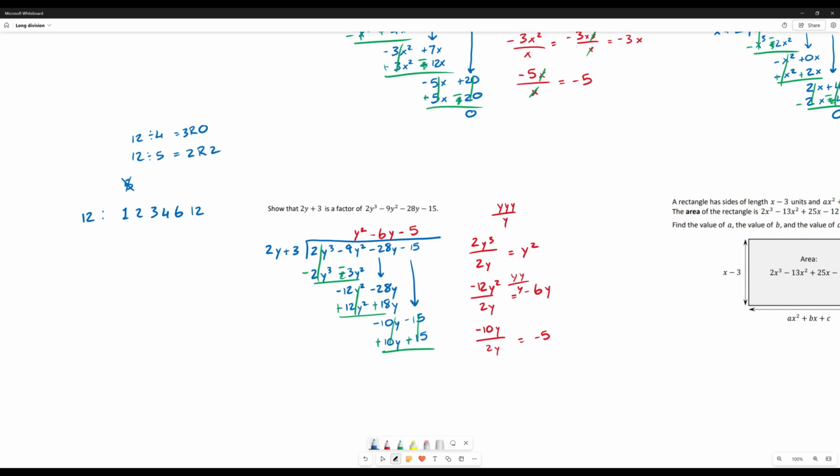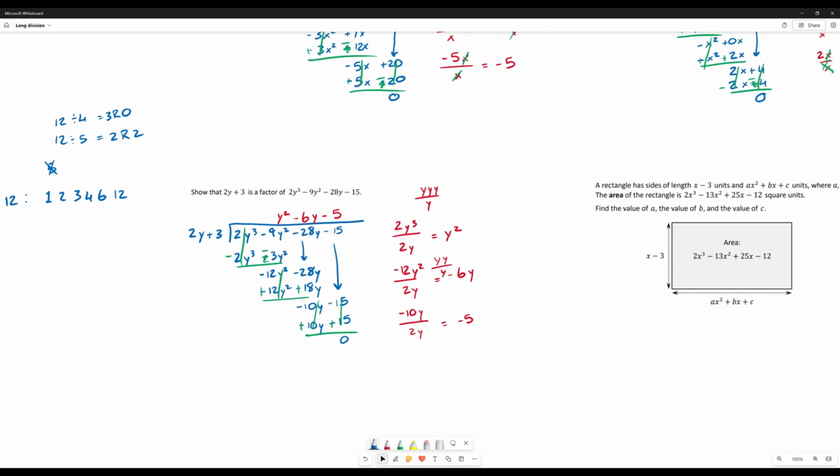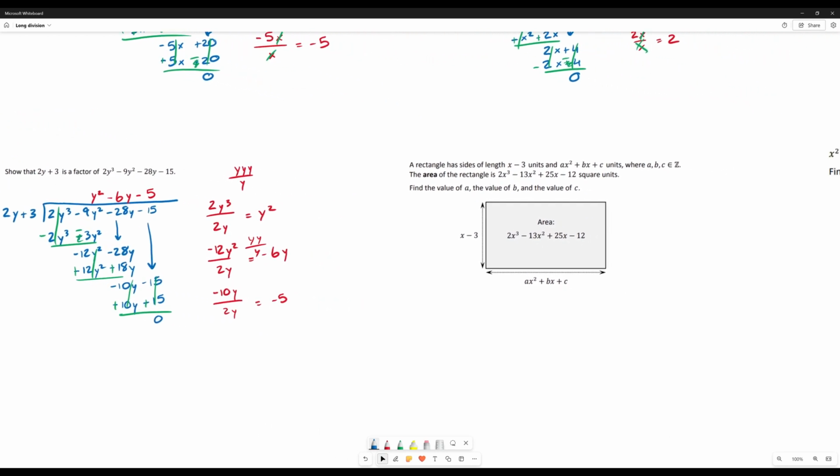Now, you'll notice the number we get at the bottom is 0, and that means the question is done. It said show that it is a factor of whatever, and as we saw, that just means show that the remainder is 0. We did that. Congratulations. Pat yourself on the back. Give yourself a cookie. It's fine. You'll live. It'll be okay.